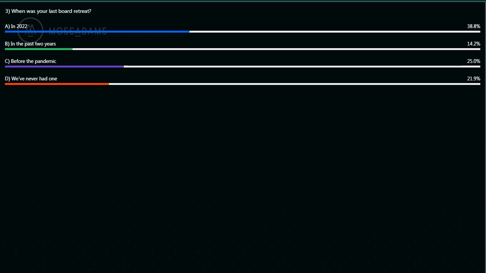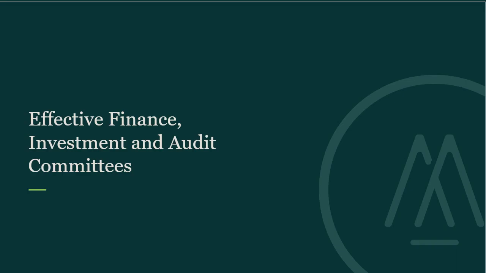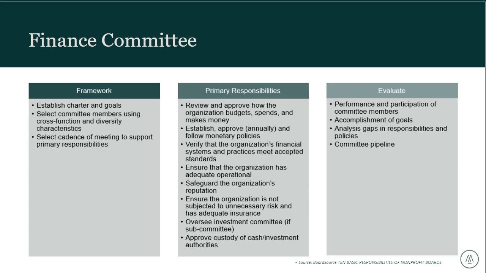With that, I'm going to go into a little bit of detail on effective committees of the board. There's a lot of information in the primary responsibilities, and I'm not going to spend too much time. I'm going to highlight a couple of these, starting with your finance committee. Most boards obviously have a finance committee. Every not-for-profit or higher ed has finances. It is critical. I think the two most important things when you're thinking about an effective committee are the bookends here, the framework and the evaluate.